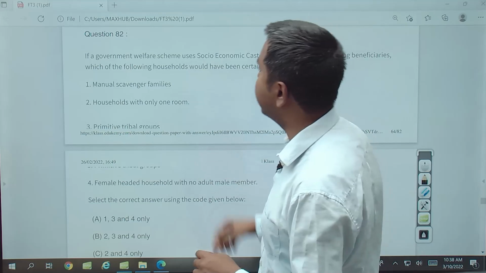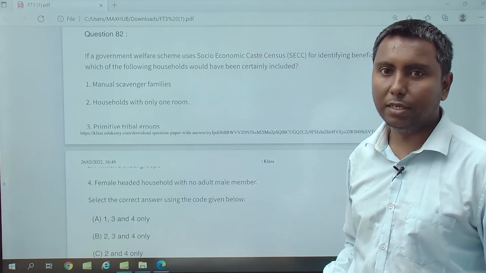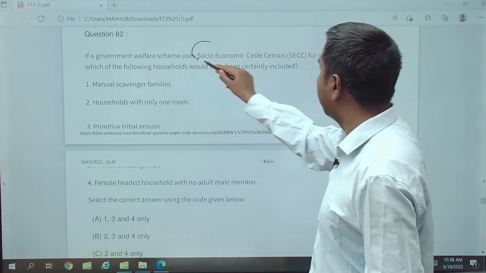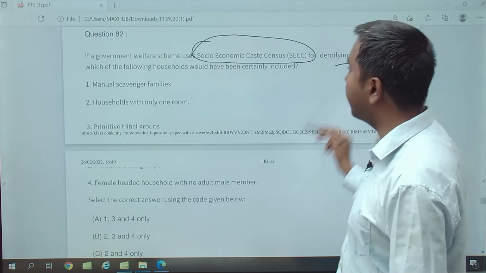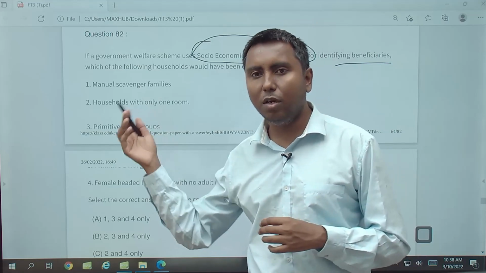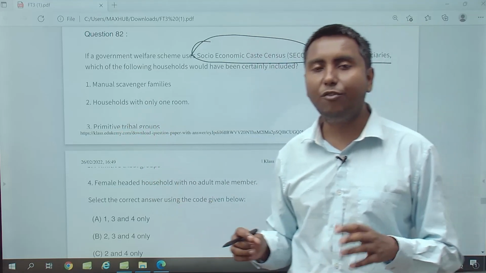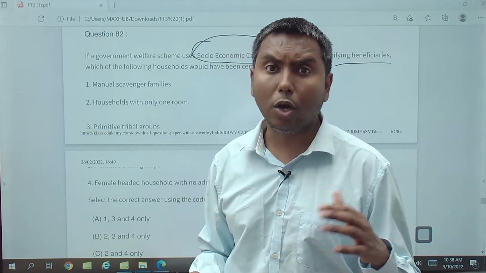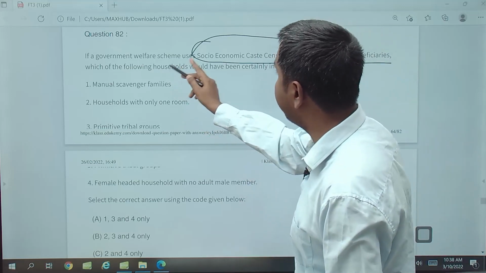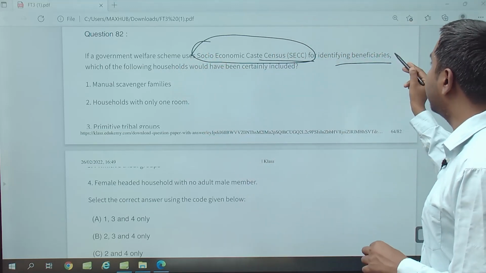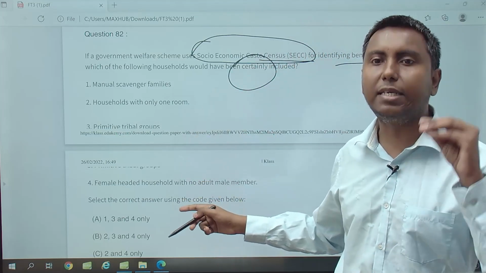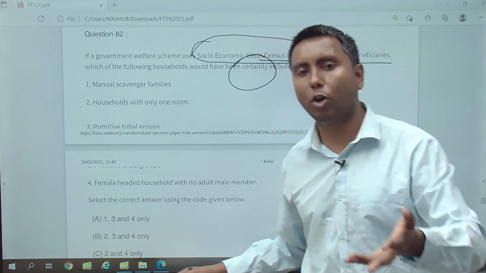Now question 82. Let's again try to solve this question logically. This question can be solved very easily, logically. If a government welfare scheme uses the Socio-Economic Caste Census for identifying beneficiaries, the statements related to the beneficiary of a scheme or any indexes are very useful to know, because UPSC asks these types of questions repeatedly about beneficiaries. Now it says that if a government welfare scheme uses SECC for identifying beneficiaries, which of the following households will certainly be included? Will automatically be eligible for government benefits.